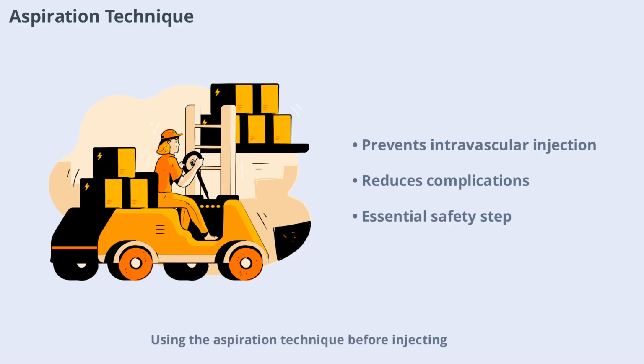Using the aspiration technique before injecting local anesthetic helps prevent accidental intravascular administration. This simple step can reduce the risk of complications such as blanching of the skin, systemic toxicity, and tissue necrosis. Dental professionals should always aspirate before injecting.